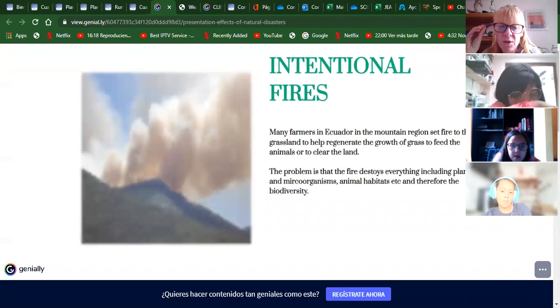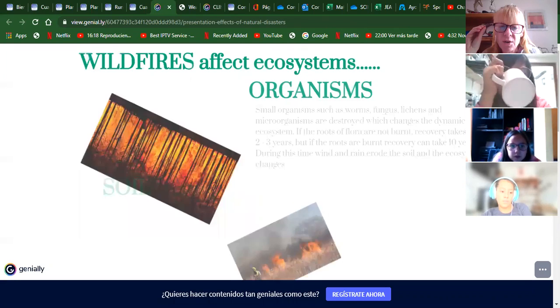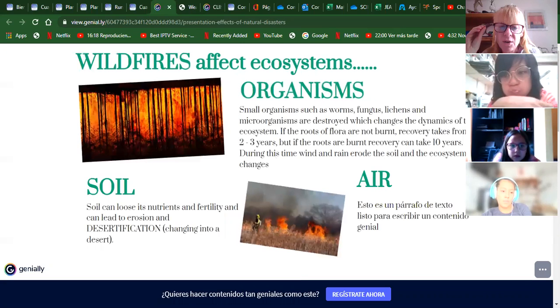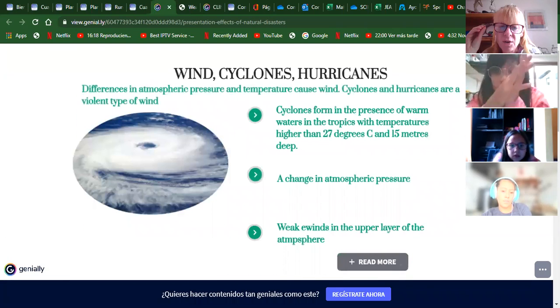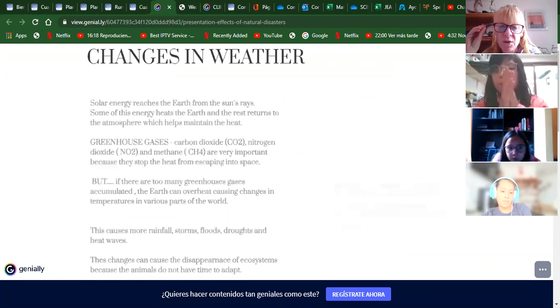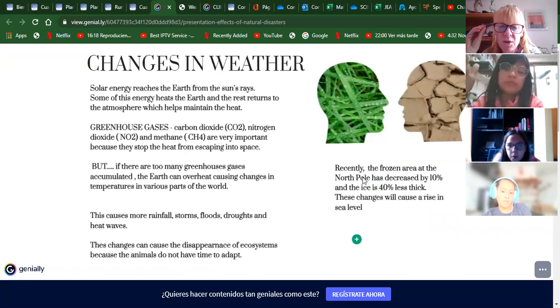We have man-made fires, which is a disaster. It causes a disaster, man-made fires. Wildfires, which are forest fires, which occur by themselves. Wind, cyclones and hurricanes, bad news. Okay, and of course there's also changes in temperature, which affects the frozen areas like the North Pole. Okay, so that's the presentation.